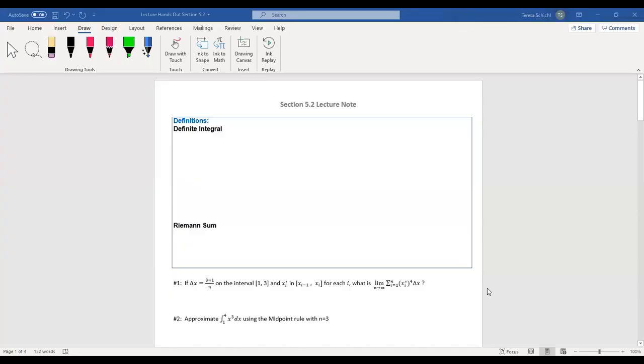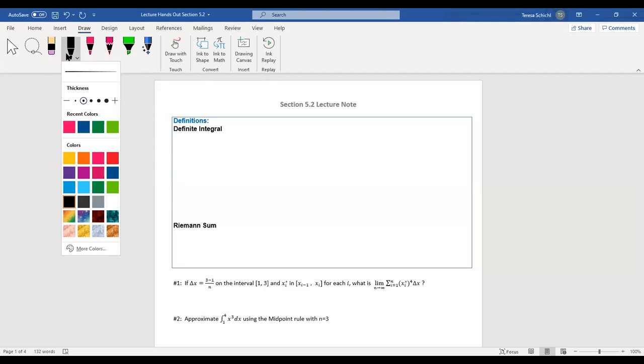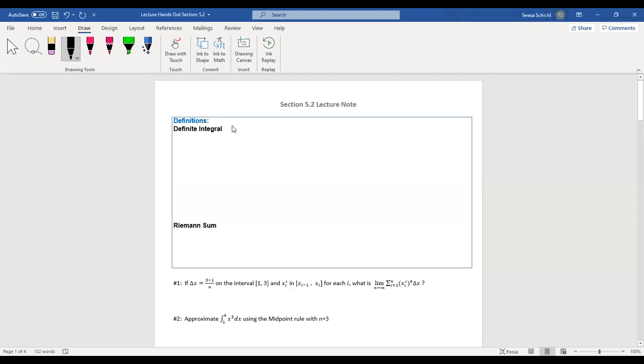So let's try to write down some definitions here. First, let's take a look at what the definite integral is. The definite integral is for functions f of x, right? So we write it like this. This is our symbol: from a to b, a fixed interval, and this is f of x dx. This is the definition of the definite integral.